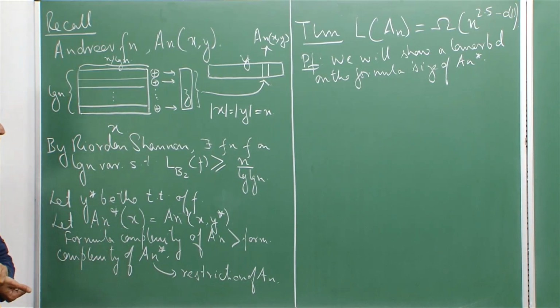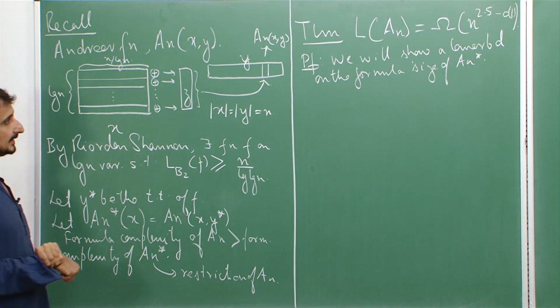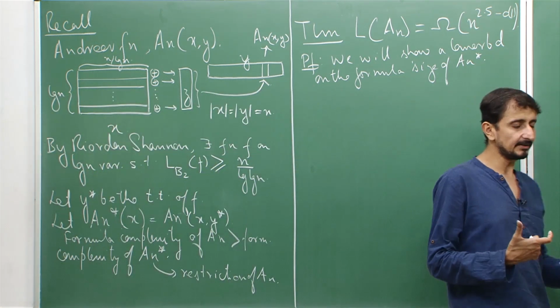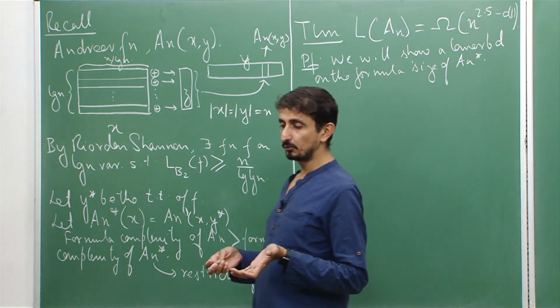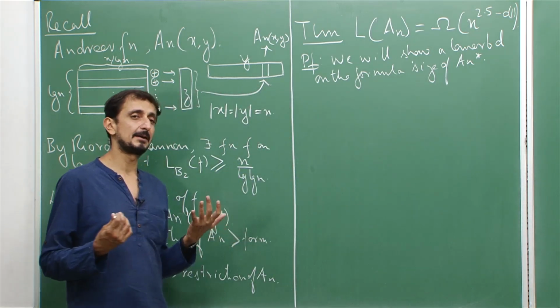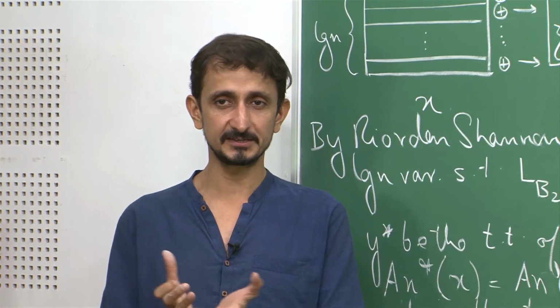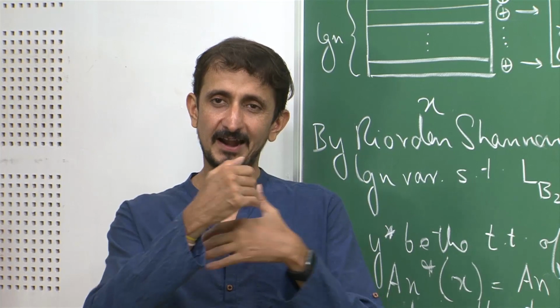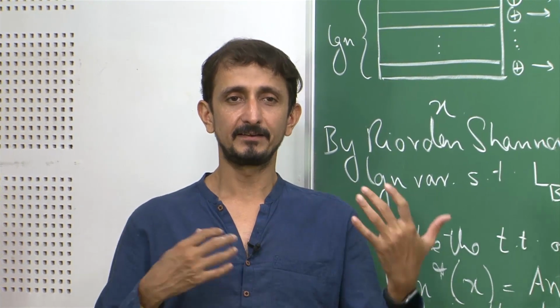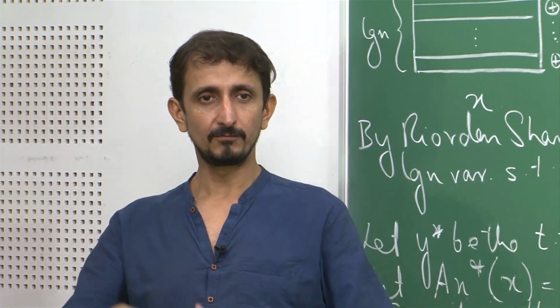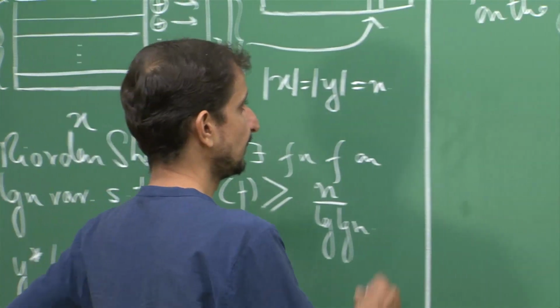So, how do we show a lower bound on the formula size of A_n star? Again, the way we will show a lower bound is by looking at a random restriction. We will try to see how we can apply Subbotovskaya's theorem. Recall that Subbotovskaya's theorem says that if you look at a random restriction, then we can characterize the expected size of the formula for this restricted function in terms of the size of the original formula.